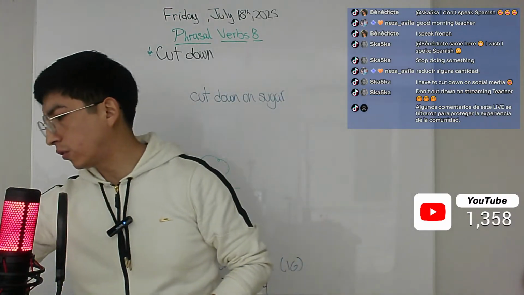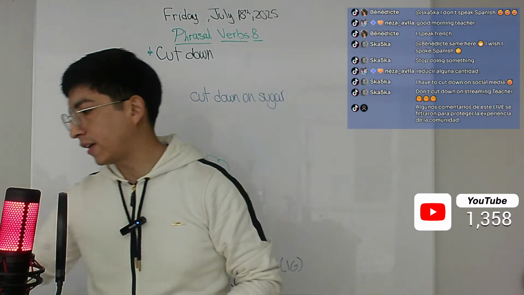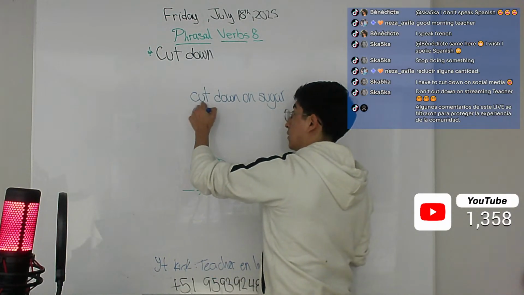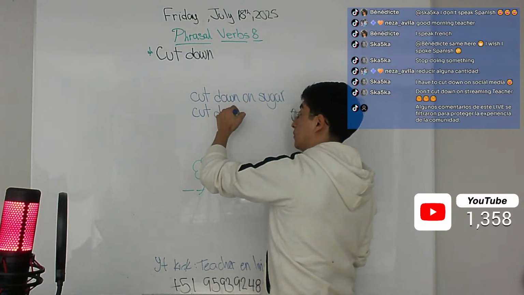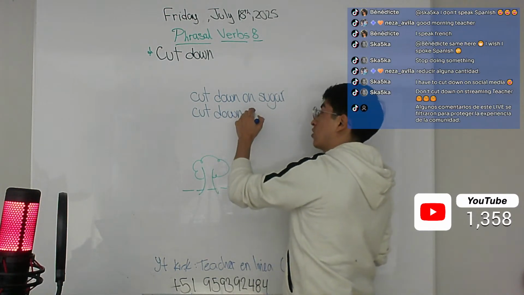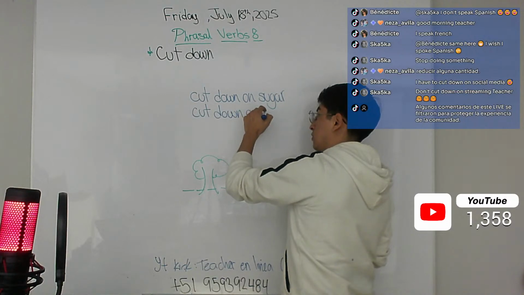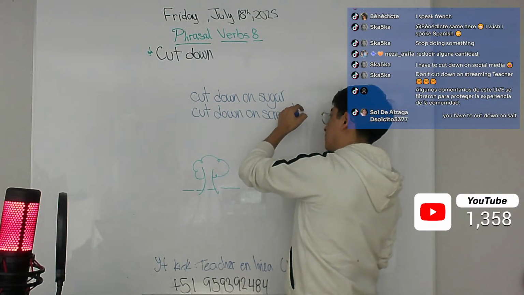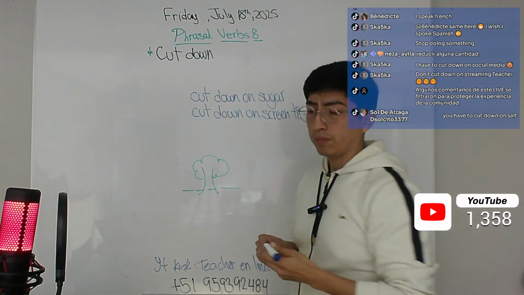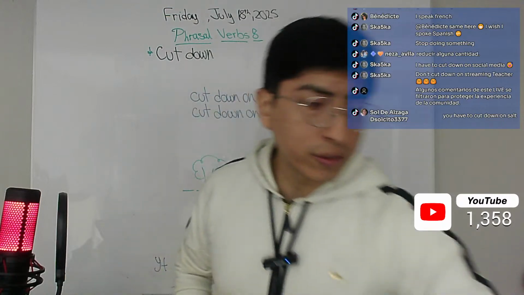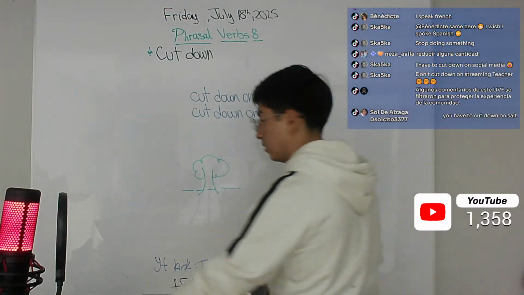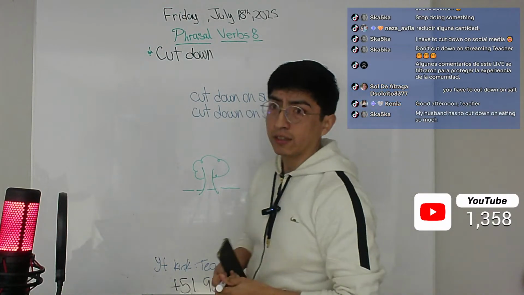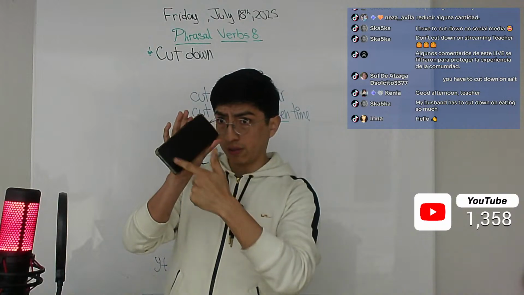What else can we use here? For example, we can say cut down on screen time. So, for example, a screen. What does a screen mean, guys? Do you remember? What does screen mean? Screen in this case means this, no? This part of the cell phone.